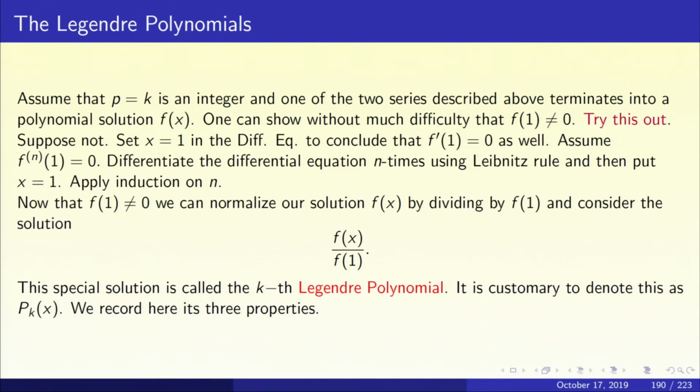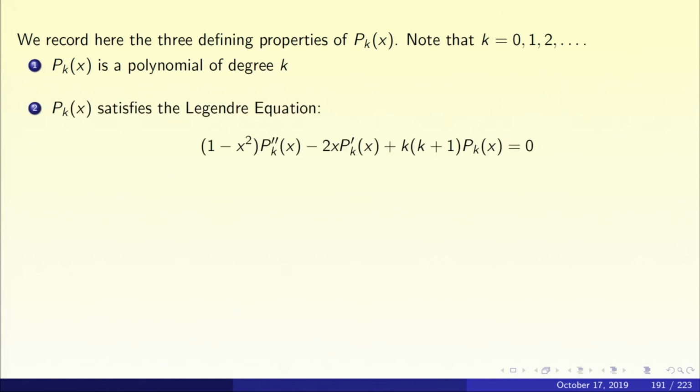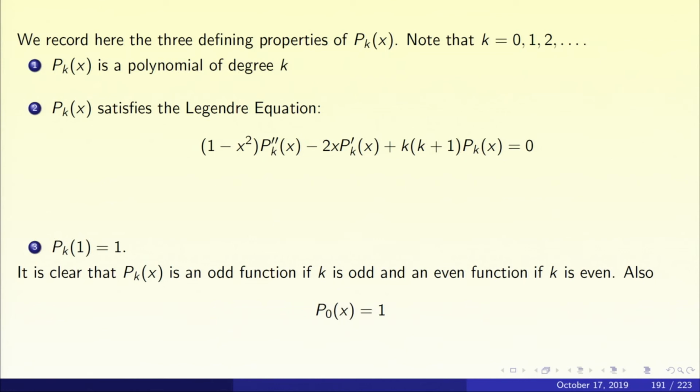So let us record the properties of pk of x. So the first observation is that pk of x is a polynomial of degree k, as I already explained. Then pk of x obviously satisfies the differential equation. So it satisfies the Legendre equation, 1 minus x squared pk double prime minus 2x pk prime plus k into k plus 1 pk equal to 0. Next property, pk of 1 is 1. That is because I normalized it. And it's also clear that pk of x is an odd function if k is odd, and is an even function if k is even. And what is p0 of x? p0 of x is 1.